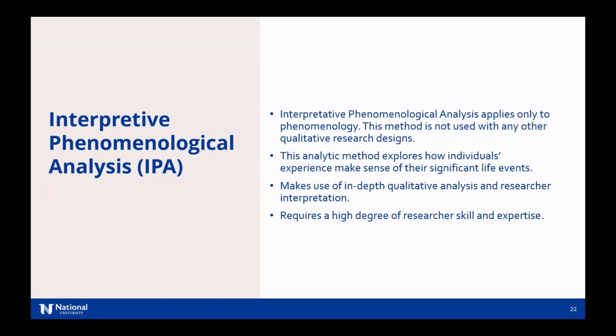It's written about by Moustakas and some of the other seminal authors of phenomenology, and it really is a term that applies to phenomenology only. Now, in phenomenology and with IPA, we make use of in-depth qualitative analysis and researcher interpretation, and this method requires a high degree of researcher skill and expertise, even more so than thematic analysis. There are many different aspects to IPA, including bracketing, which I haven't even discussed in this presentation, which is a method whereby the researcher brackets or puts aside their own biases through an interview that they do themselves.